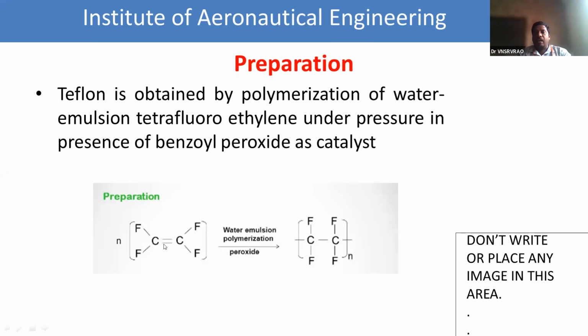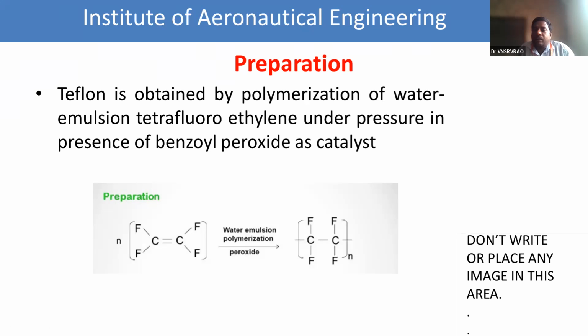Tetrafluoroethylene. I think all of you know the formula for ethylene. What is the formula for ethylene? CH2 double bond CH2. So ethylene contains how many hydrogens? 4 hydrogens. Those 4 hydrogens are replaced by 4 fluorine atoms, 4 F atoms.